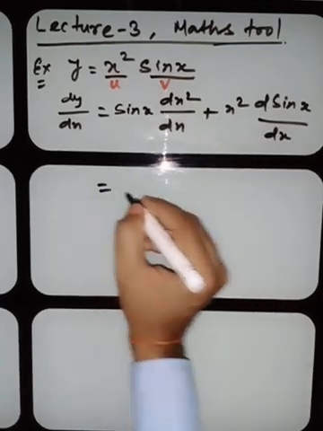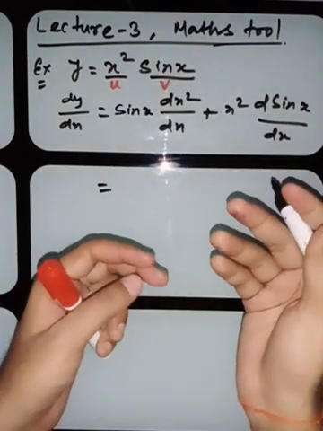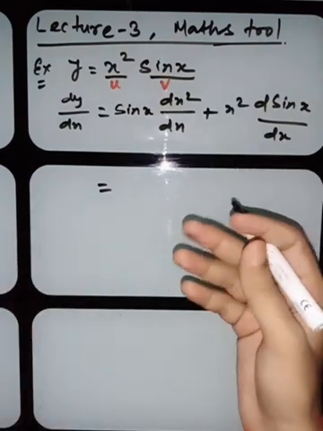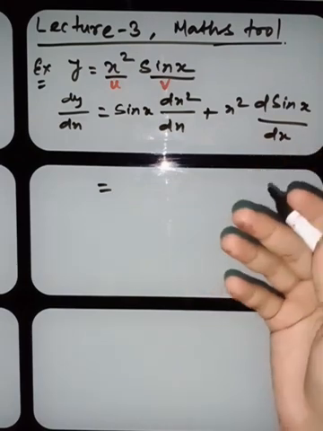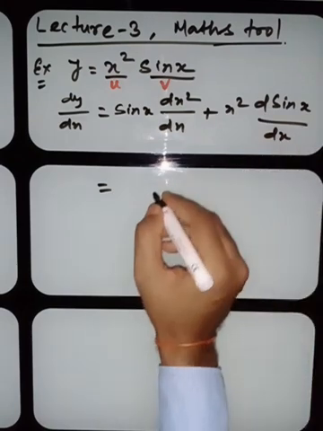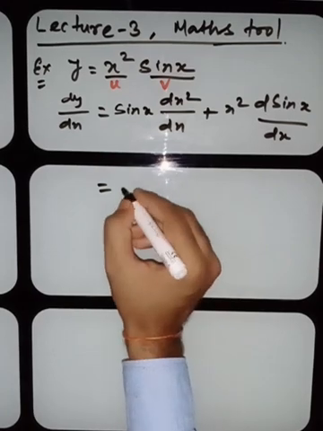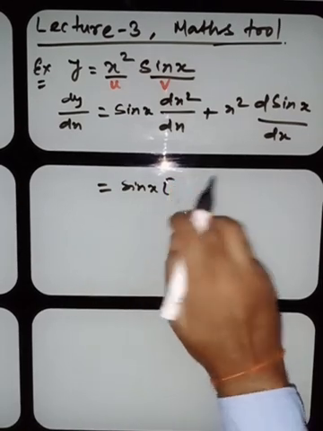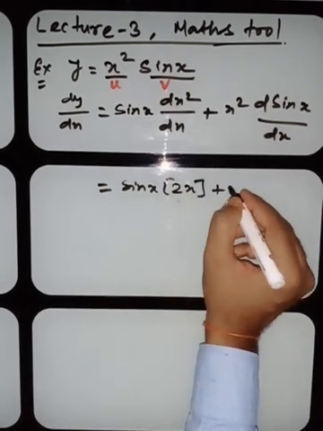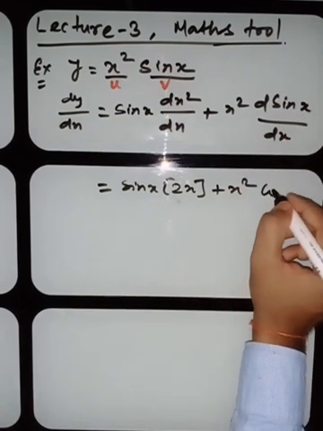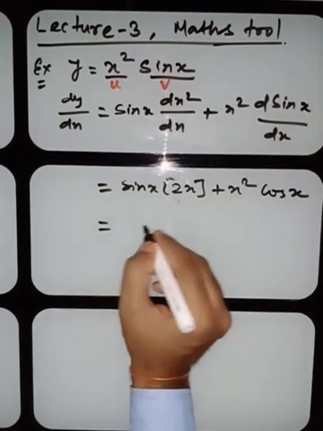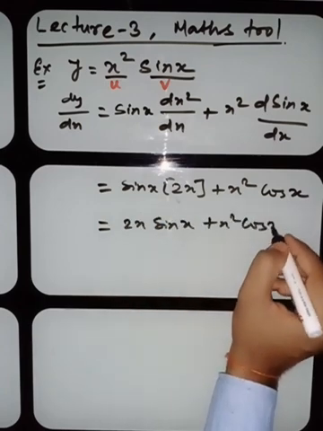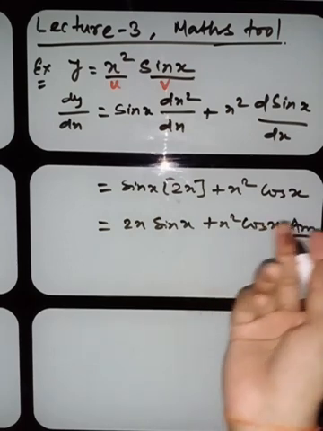over dx. While I'm solving the question, it would be better if you use pen and paper and try to differentiate by yourself, my dear students. That will give you extra practice, and it will be better for you. Now sin x, for x square it will be 2x, plus x square, and for sin x it will be cos x, the definition of sin x. So it is 2x sin x plus x square cos x. You don't need to simplify more.